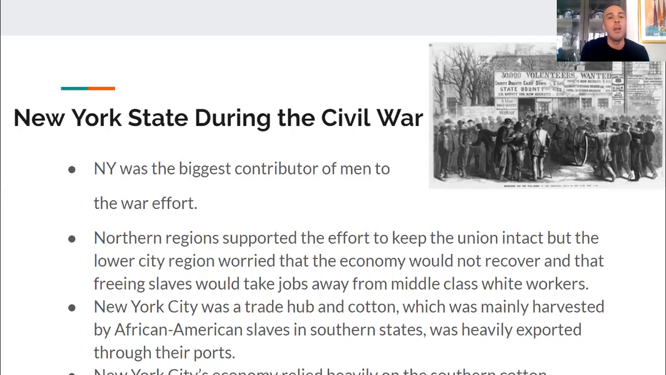And for that reason, there were really deep ties between New York City merchants and those white owners of cotton plantations who owned the African-American slaves who would do the harvesting of the cotton. So there were a lot of conflicts of interest happening. And therefore, not only was the country divided, but New York State itself was a very complexly divided place.